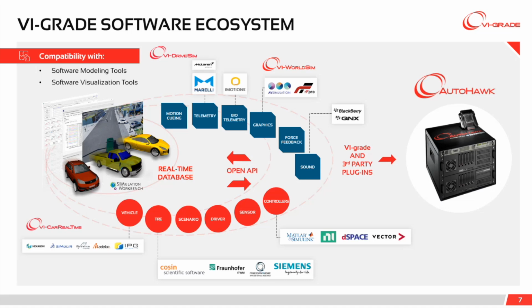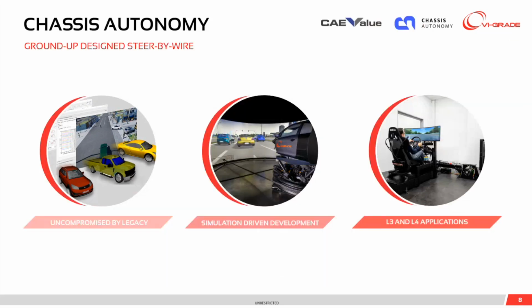Thanks, Alessandro. So I'll just give you a little bit about Chassis Autonomy. We're a startup, 3.5 years old. We spun out of a Swedish OEM in October 2021, headquartered in Trollhättan on the west coast of Sweden, with a smaller division in the United Kingdom.